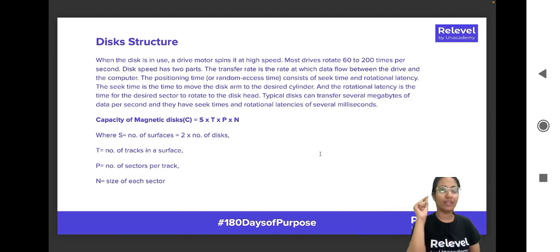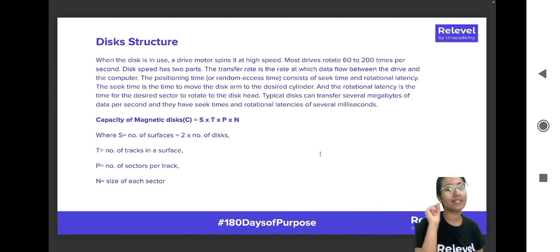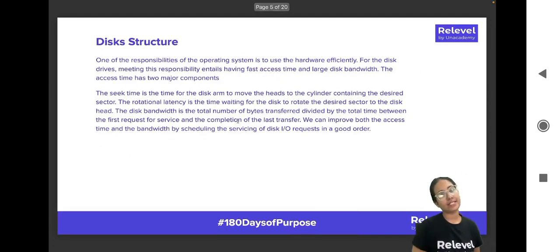Seek time is when the disk arm has to reach the required cylinder, and rotational latency is the time that the disk takes to reach the required sector. And this is how we calculate the capacity of a magnetic disk: S into T into P into N. In order to make sure the hardware is used effectively, the operating system has to take care that the access time is fast for the disk and there is large disk bandwidth.